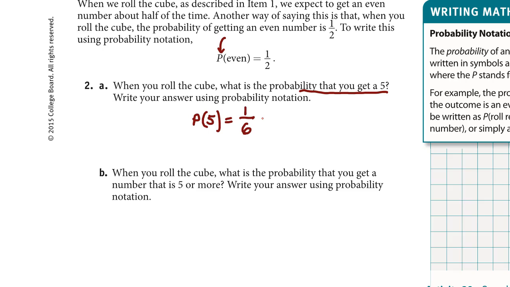When you roll the cube, what is the probability you get 5 or more? So this time we might say P in parentheses, and we could write 5 or more, or we could write 5 or 6. What's the chance you get a 5 or a 6? Well, 2 of the faces match that situation, and there were 6 possible faces on the cube. There's a 2 out of 6 chance of rolling 5 or more.